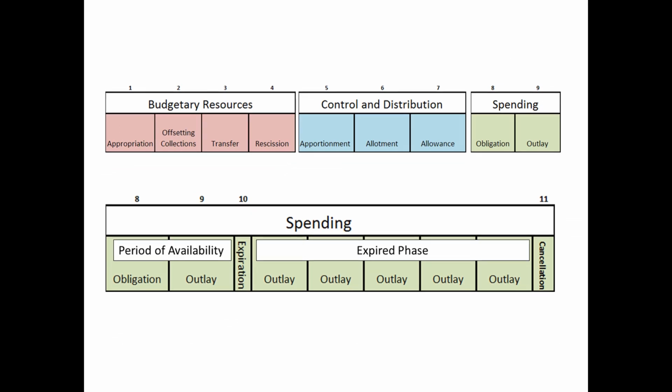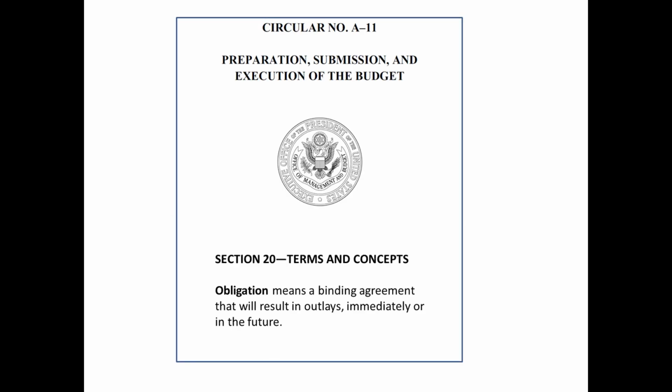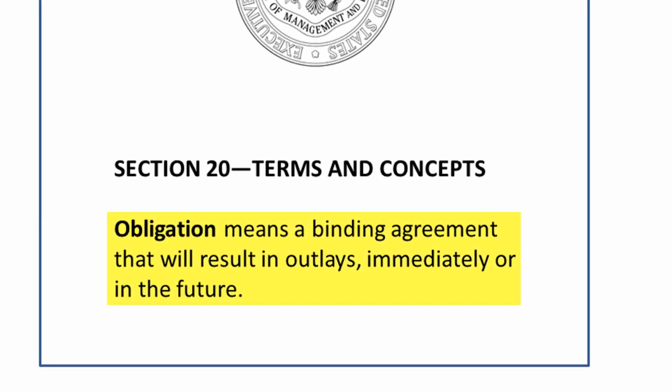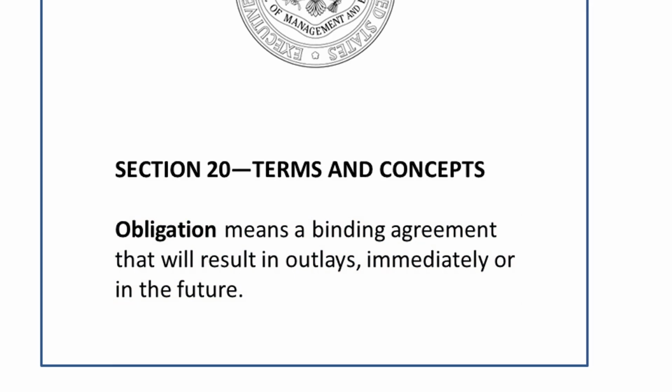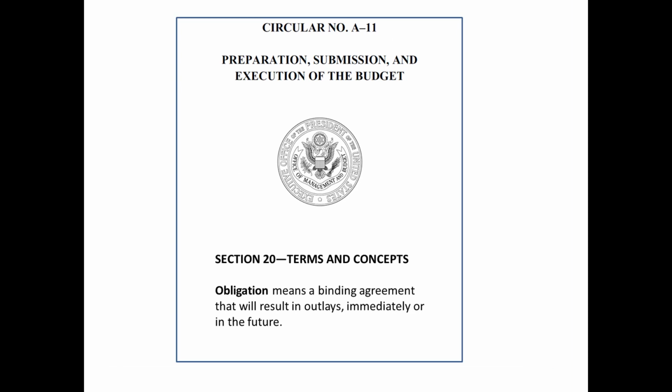So, let's begin the module with budget execution event number 8, obligation. As we learned in the introduction, OMB's definition of an obligation is a binding agreement that will result in outlays immediately or in the future. The obligation event is the focal event for budget execution.